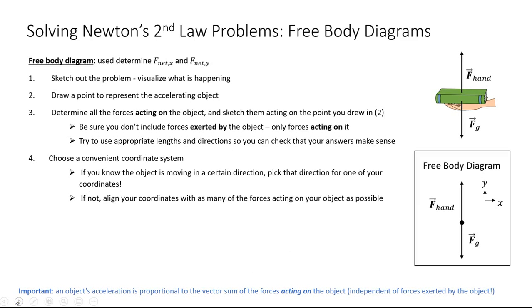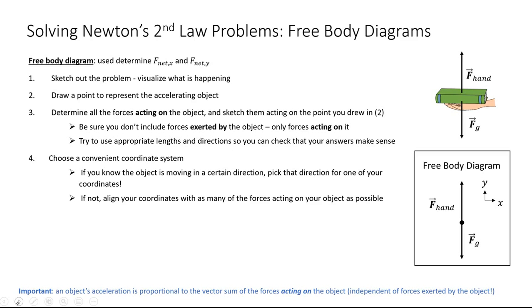Okay, next step is going to be choosing a convenient coordinate system. Sometimes you'll want to use just the conventional coordinate system where your positive x direction points to the right and positive y points up. A lot of the times we'll be using that system. But sometimes when your object is moving, it's useful to align your coordinate system along the direction of motion. Or if it's not moving, sometimes it can be useful to align your coordinate system so that one of the coordinate directions, either x or y, is aligned with a lot of your forces.